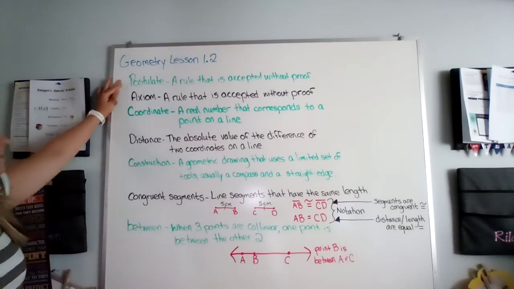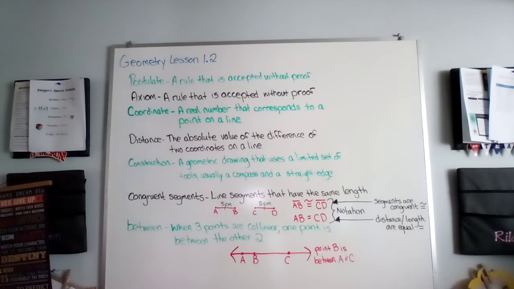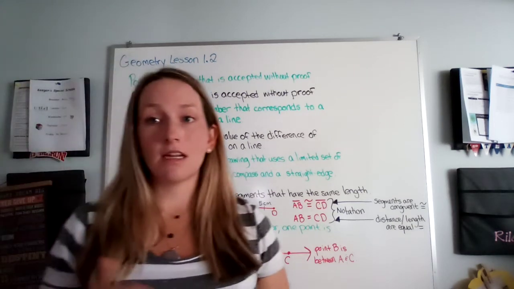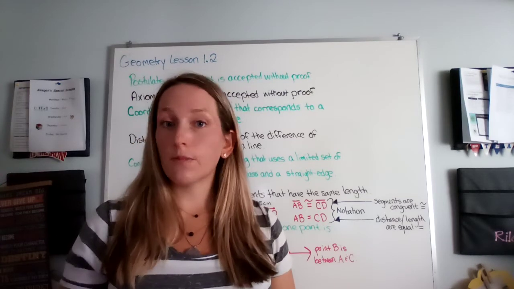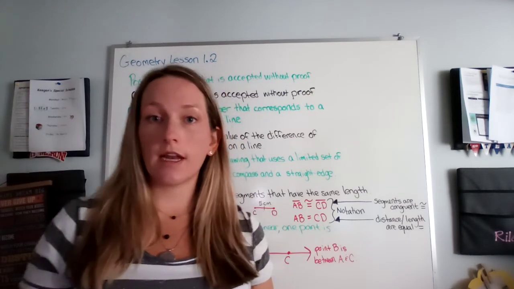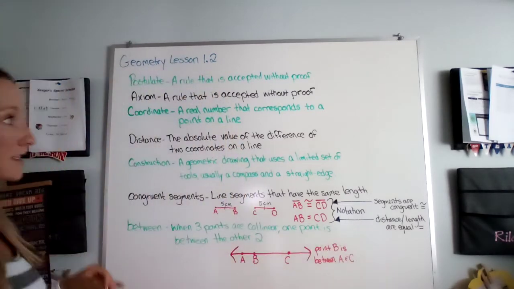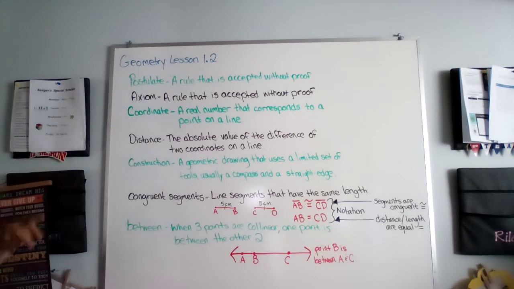So the first term is a postulate. A postulate is a rule that is accepted without proof. So today, as I said, we're going to talk about the segment addition postulate, and that's a rule that we're going to be using for a bunch of geometry problems we're going to be looking at, but we don't need to prove the rule. So it's just a rule that we accept, and then we use it. An axiom has the same definition. An axiom in geometry is a rule that is accepted without proof as well.